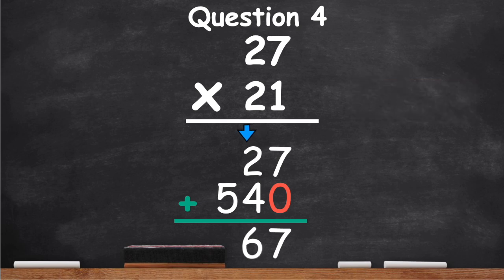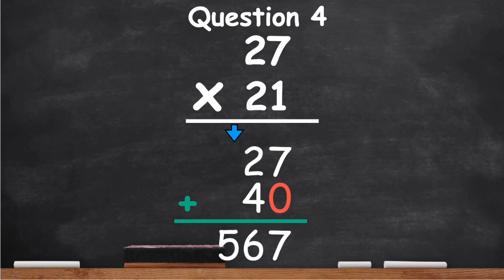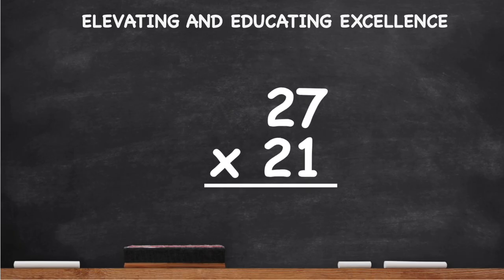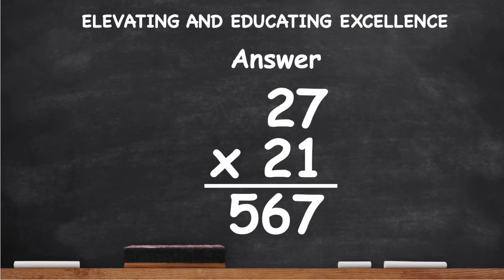So because there's nothing above that 5, we can just carry the 5 down to the answer section of the hundreds column. So the answer is 567. Again, the answer is 567.